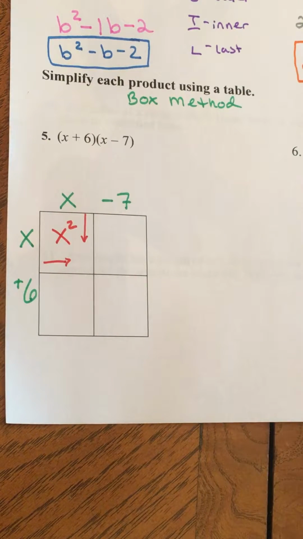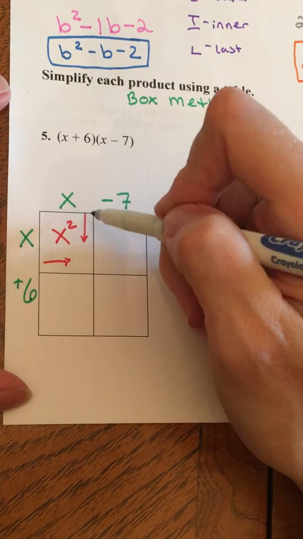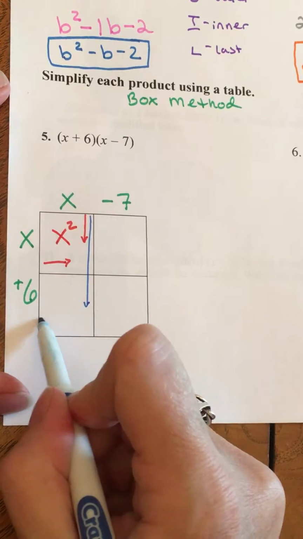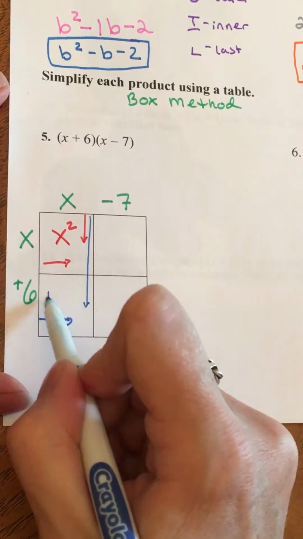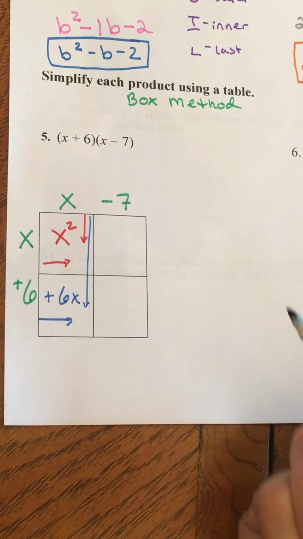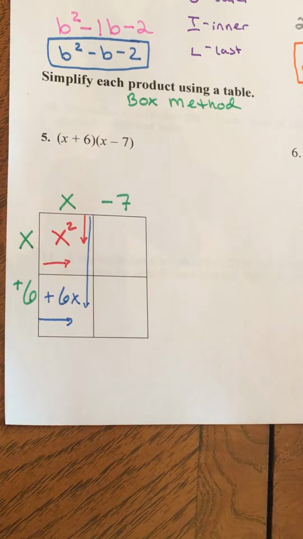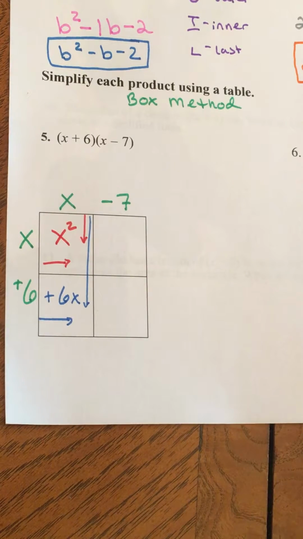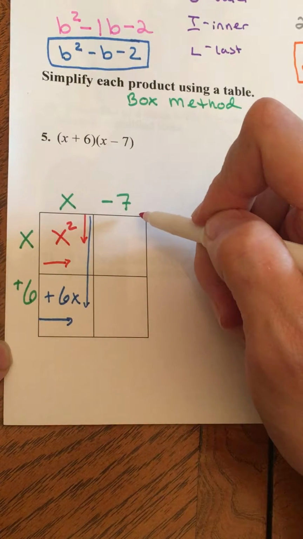Alrighty. X times a positive 6 makes a positive 6x. I'm just drawing these arrows to let you know what two pieces are being multiplied together at any given time. There's that question of, wait a minute, where did they get that from? That's what I'm trying to help you with.